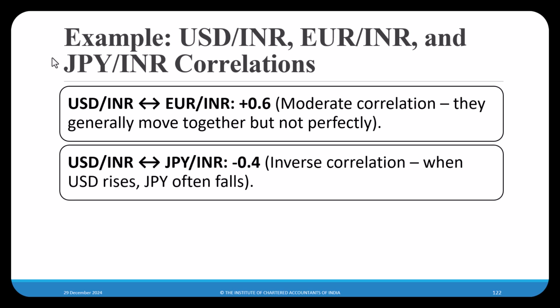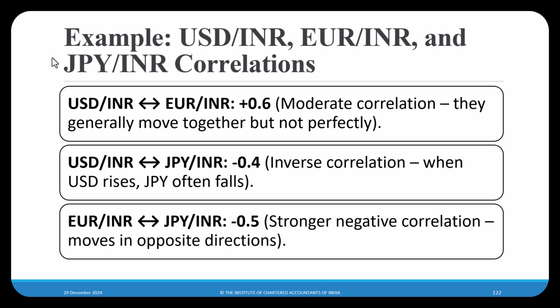USD INR and Japanese yen INR show an inverse relationship. When USD rises, the Japanese yen often falls. Now take the Euro INR pair versus the Japanese yen INR pair, -0.5. Here also there is a negative correlation, moving in the opposite direction. The US dollar and euro have a positive correlation, but not that much. So the negative correlation here is not as strong as the US dollar versus the Japanese yen.